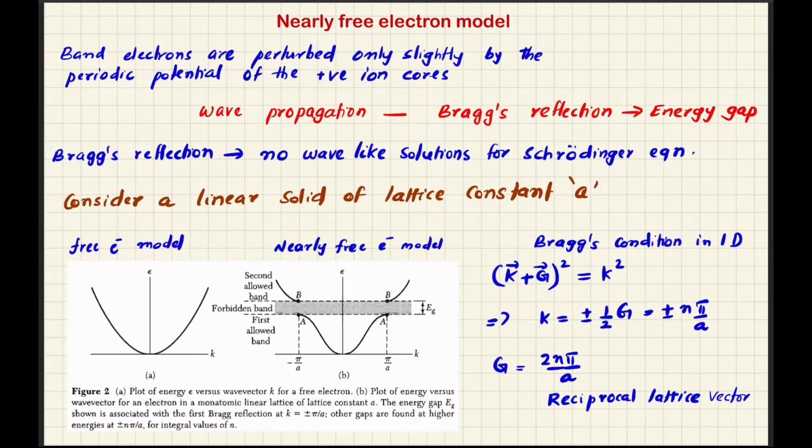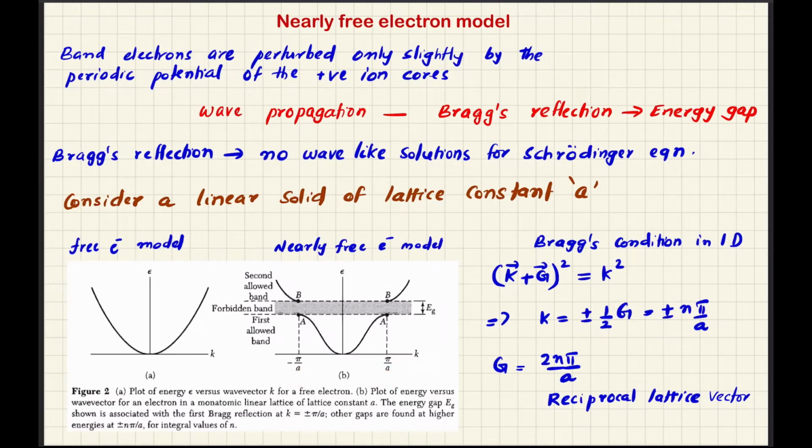For the lower part of the energies, this is the energy axis, and up to this part, it is perfectly parabolic. But as you increase the energy, the parabola is slightly perturbed, and these are the values. These are the points at pi by a and minus pi by a. So these are nothing but the first Brillouin zone boundaries in one dimension. These are the points where the first Brillouin zone boundary occurs.